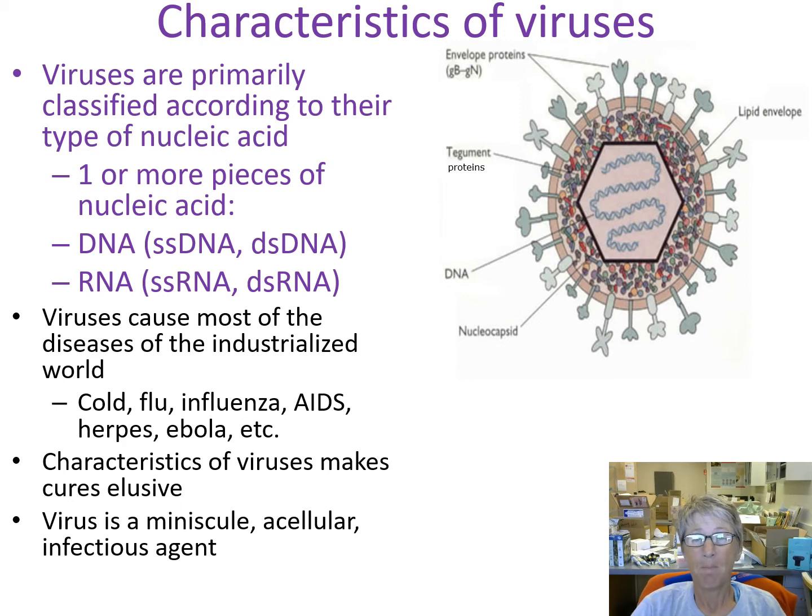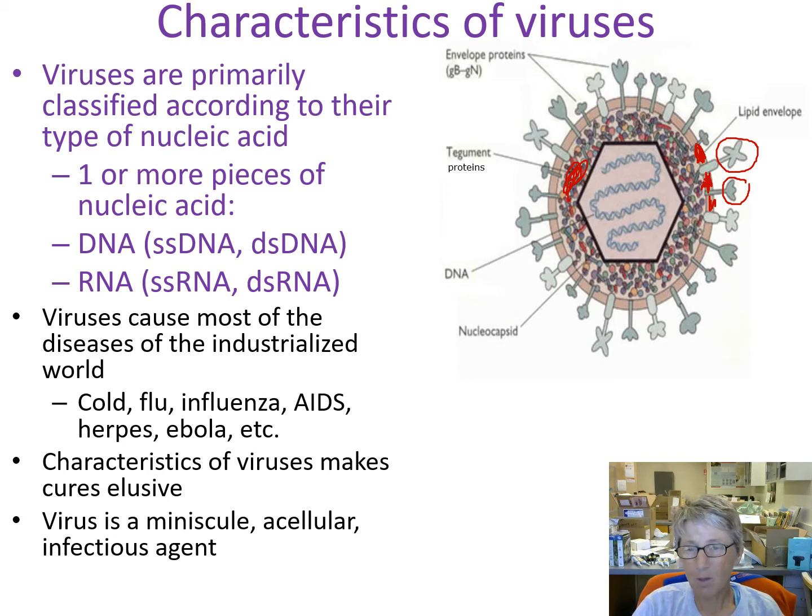So let's look at this cartoon on the right side. So the most superficial, you have the lipid envelope here. So this could be a phospholipid bilayer, a modified phospholipid bilayer that was taken from an actual cell that the virus lived in. And then within the lipid envelope, you have these envelope proteins. In the previous slide, we called them spikes, because it's these envelope proteins that will recognize receptors on your cells.